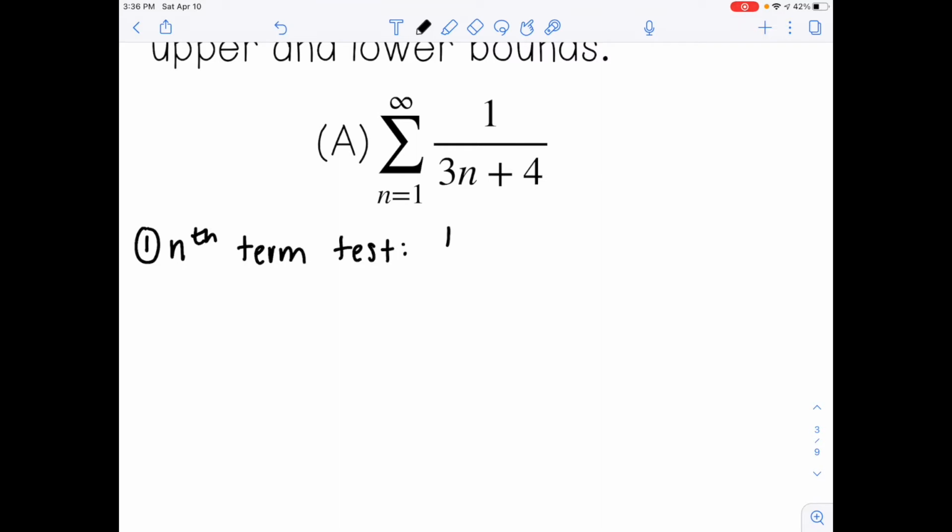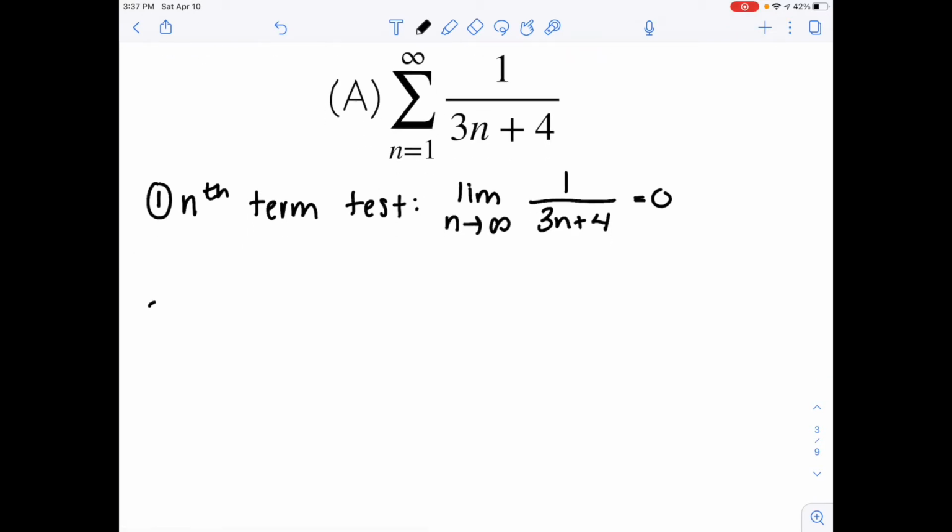Remember, that says we look at the limit as n goes to infinity of the rule of the sequence, so that's 1 over 3n plus 4. That limit is equal to 0, so the nth term test is inconclusive. It does not prove that it diverges, so we have to move on. The second thing we're going to do for this one is, of course, try the integral test, because that's what this whole video is about.